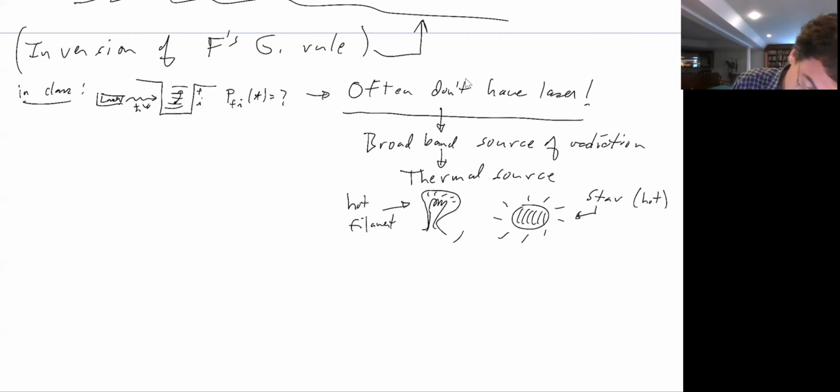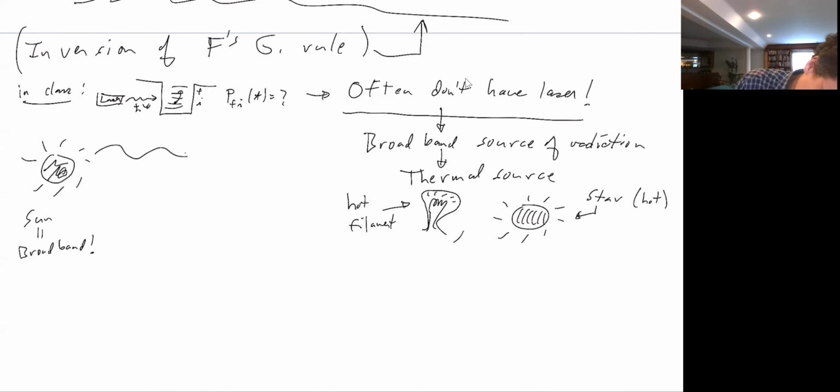Okay, so a thermal source, like the sun, gives off broadband light. And so broadband means that there's light at all frequencies at the same time.